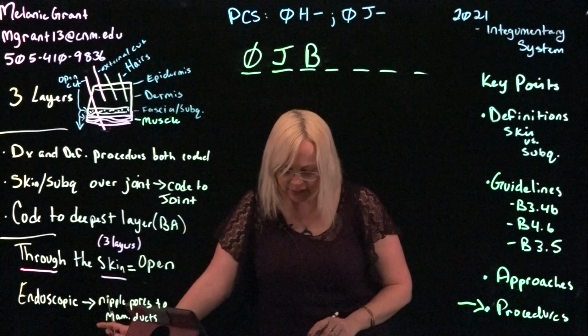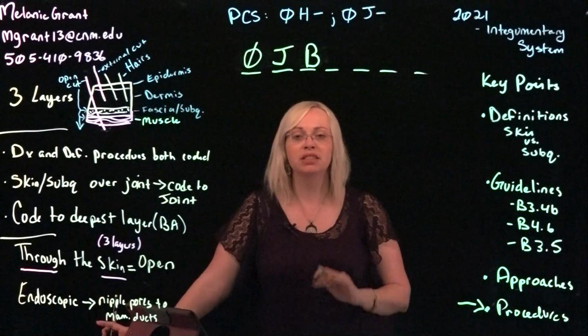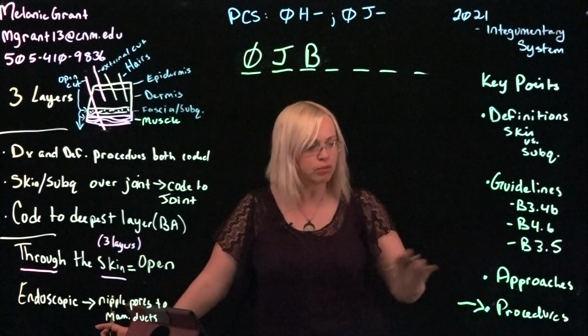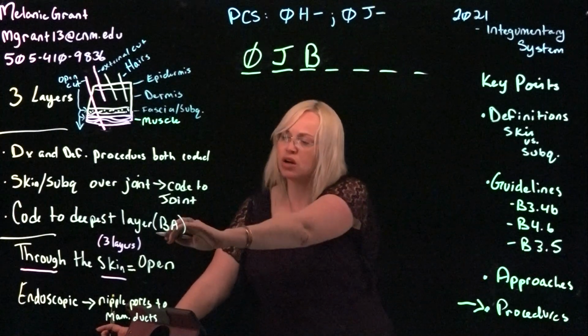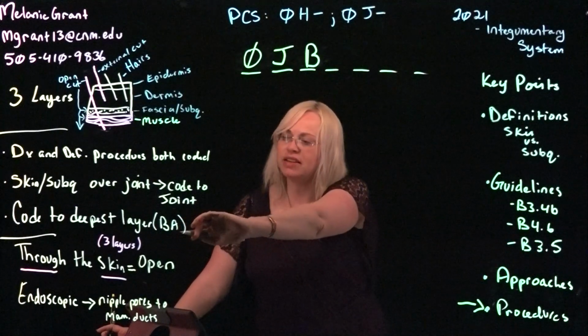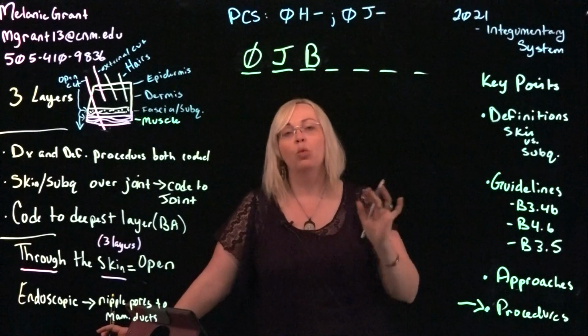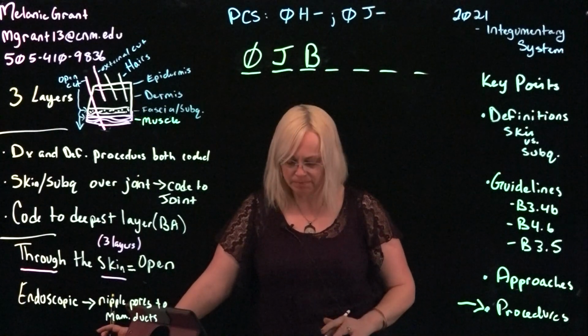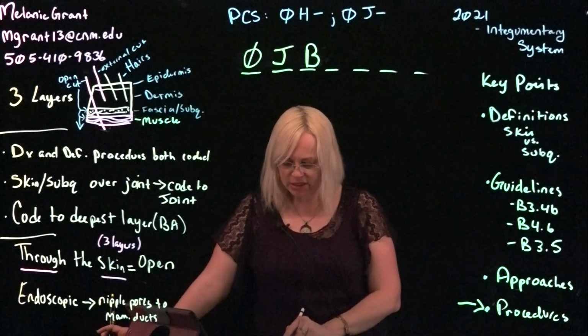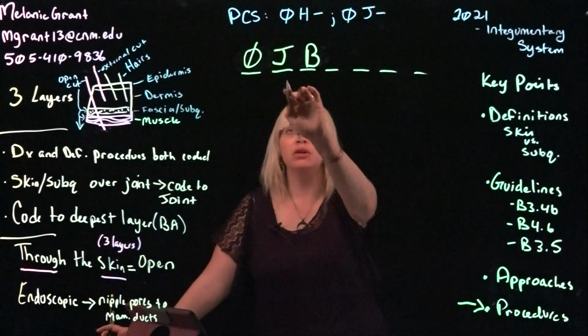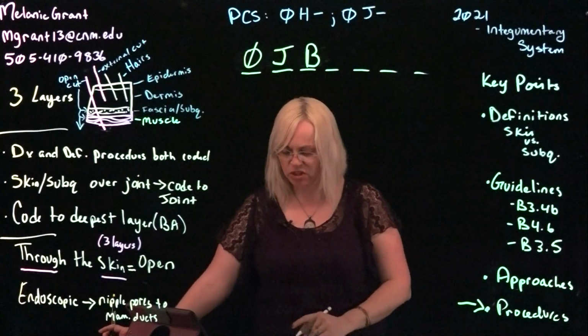So is there a guideline that helps us determine the body system involved? Yes. If we remember B3.5 that we talked about a moment ago, the guideline that helped us tells us to code to the deepest layer of the skin. In which body system is the procedure coded? Again, we're looking at the subcutaneous and fascia tissue.